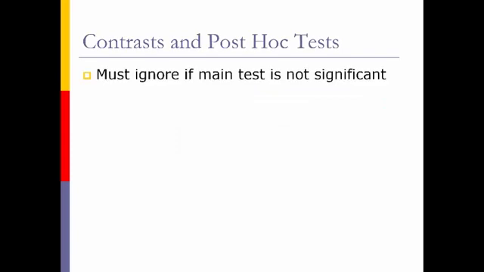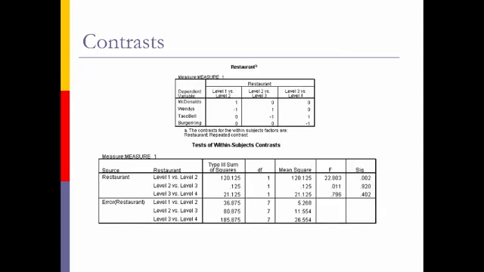Now, the contrast and the post-hoc test, obviously you have to ignore if the main test is not significant. So we're going to proceed even though we know that based on our analysis we should probably accept the null, because we did have some sphericity issues and we had to use the Greenhouse-Geisser. But if we didn't, this is how we would proceed.